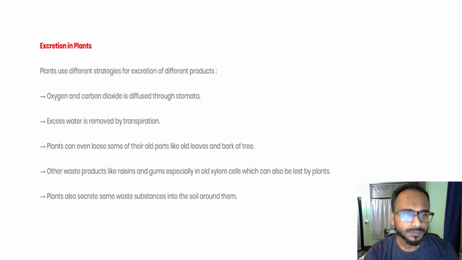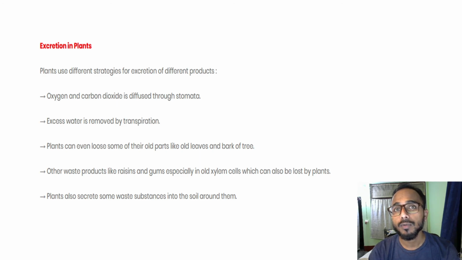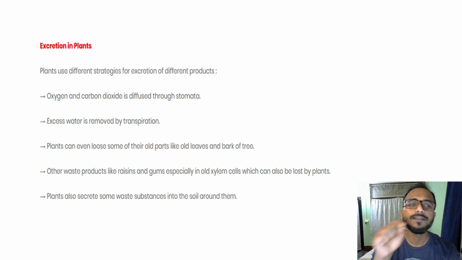Okay, excretion in plants. Plants use different strategies for excretion. As I said previously, plants use carbon dioxide and give oxygen for us. Plants take carbon dioxide through stomata, but they also release oxygen through the stomata. Understood? Stomata are what? Tiny holes that are present on the leaves of the plants.